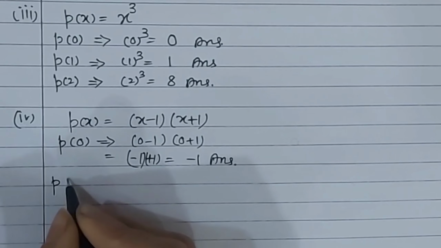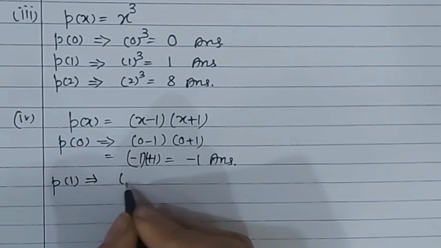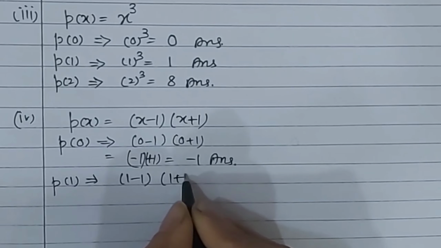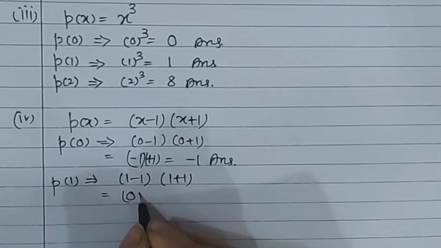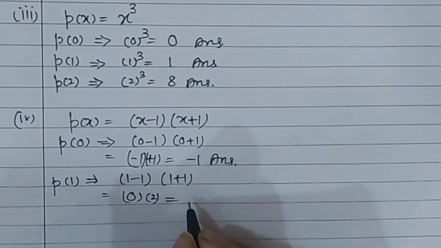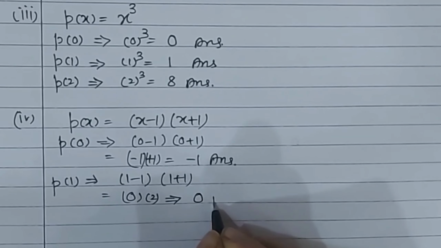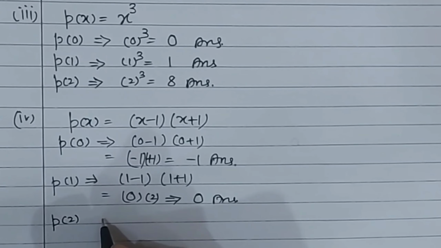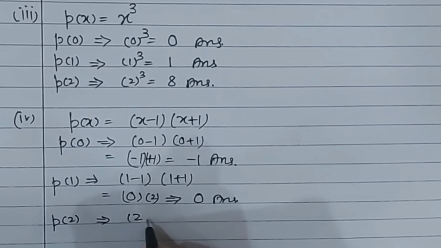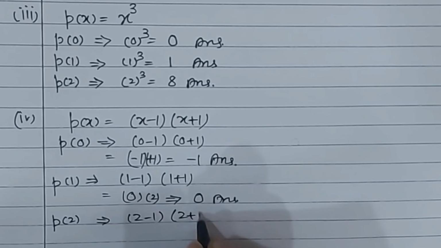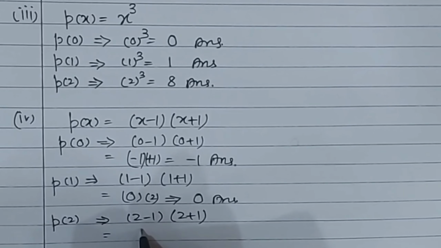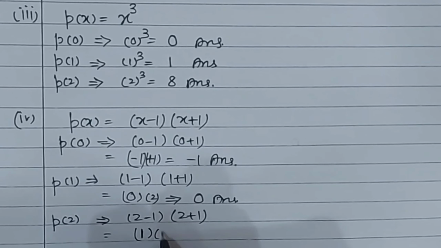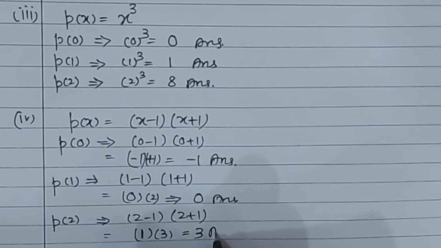Okay, now when we put 1, what we'll get? 1 minus 1, 1 plus 1. So 0 times 2. So it will be 0 because when you multiply any number with 0, we have the answer 0. Now next is 2. When we put the value of x as 2, 2 minus 1, 2 plus 1. So 2 minus 1 is 1 and 2 plus 1 is 3. So the answer is 3.